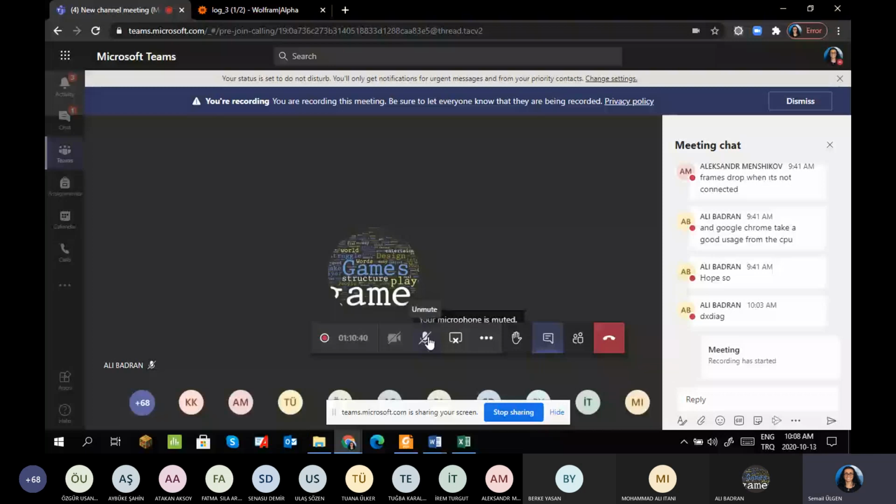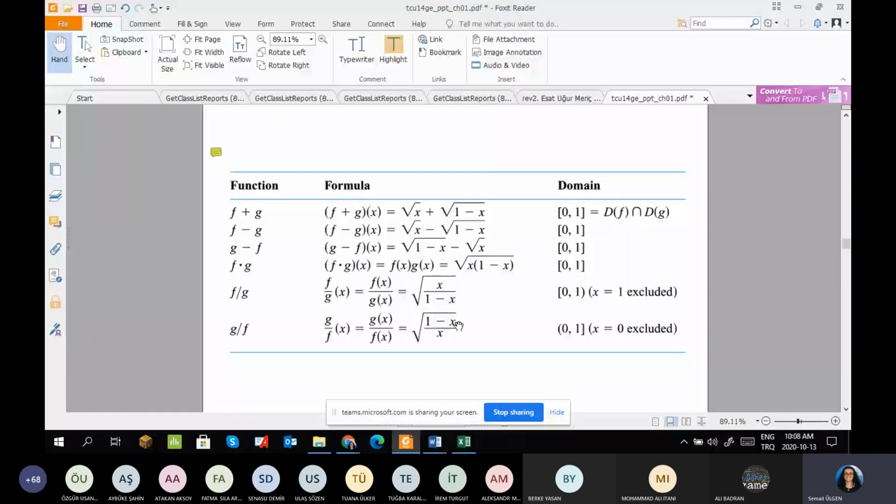Okay, so we have square root of x, we have square root of 1 minus x here. We are adding them up. We are taking the difference. And then we have the domains of each. What's the domain of square root of x? Let's open this up and talk a little bit on that.